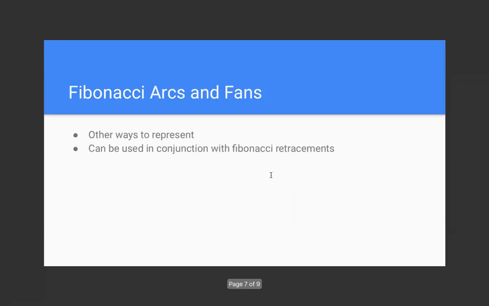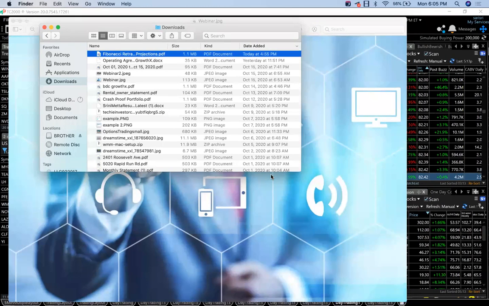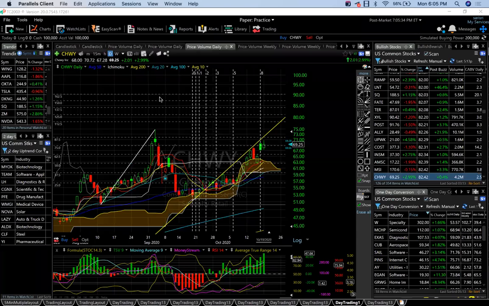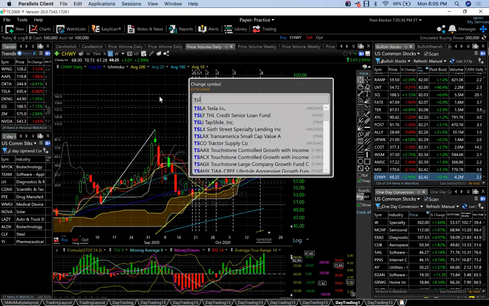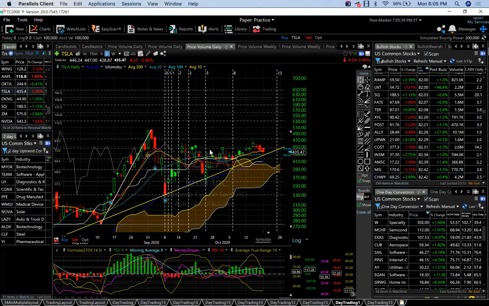So that's one thing. Other things are there are a few other tools, different ways you can represent Fibonacci arcs and fans. That is another way of looking at it. Let's look at the same thing. If you look at Tesla again, just wanted to bring that up. Let's say you want to know how this looks. There's another tool called an arc.